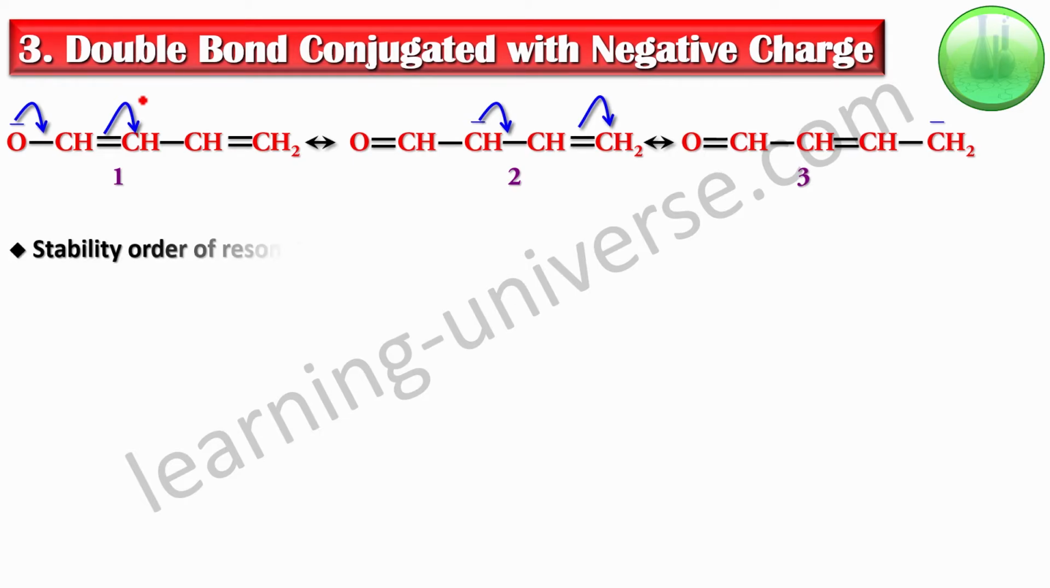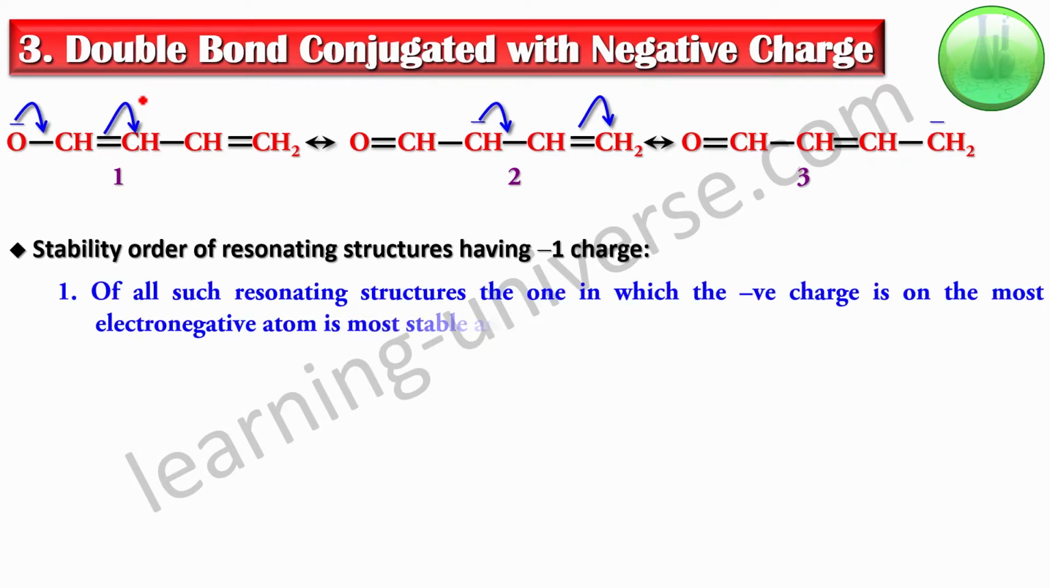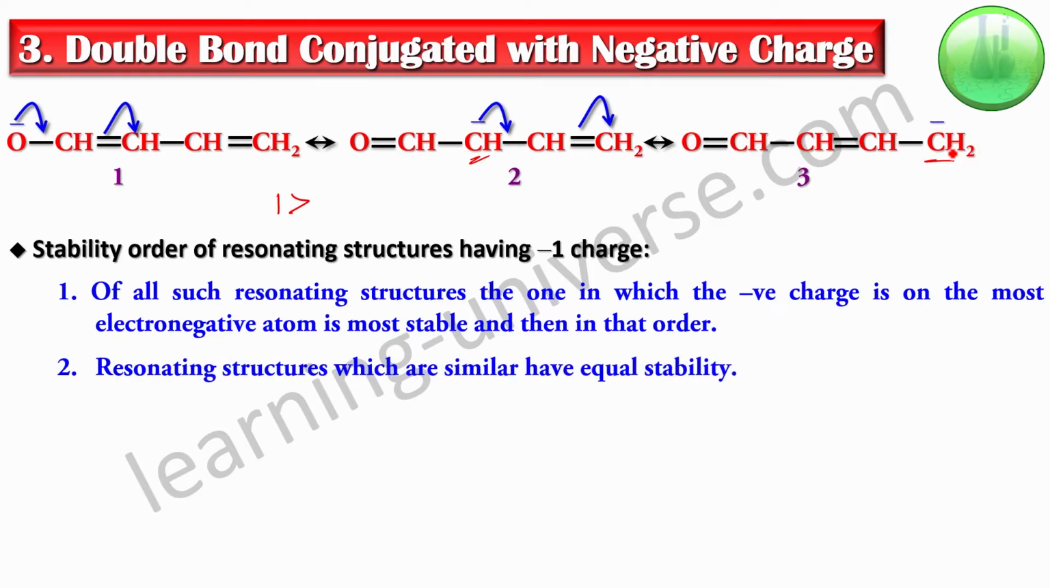And what is the stability order when the net charge is -1? Of all such resonating structures, the one in which the negative charge is on the most electronegative atom is most stable, and then in that order. So 1 is most stable. The negative charge should be on the most electronegative atom. But here the negative charges in 2 and 3 are both on carbon. So 1 cannot decide the fate of 2 and 3. Resonating structures which are similar have equal stability. This also doesn't help us with 2 and 3 because 2 and 3 are not similar. They are different. So the third point will help us.